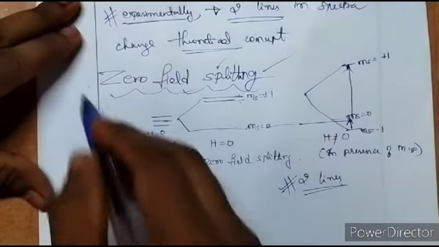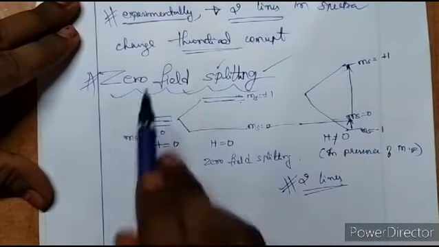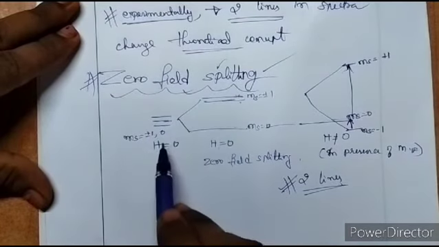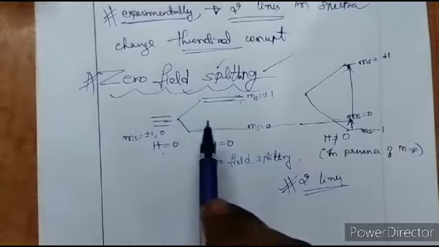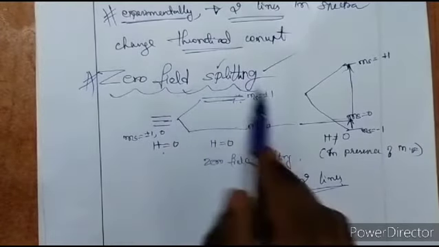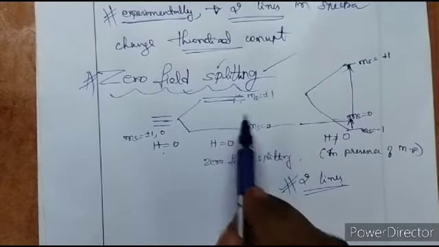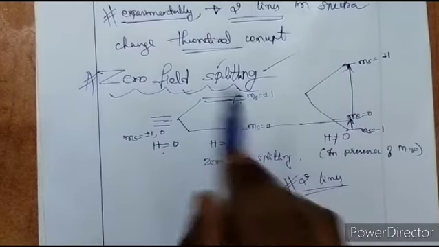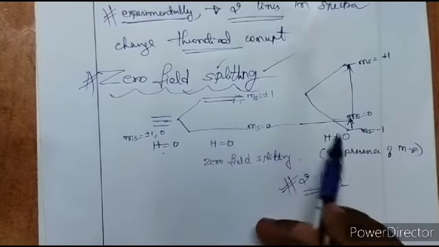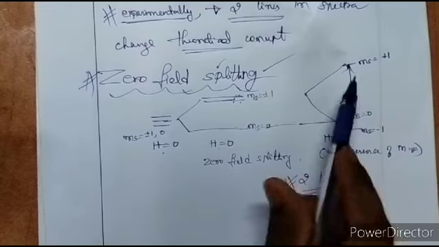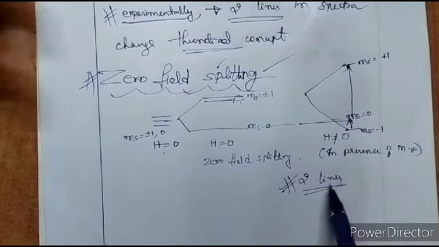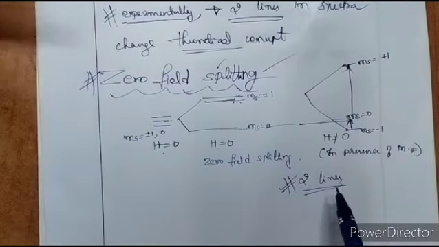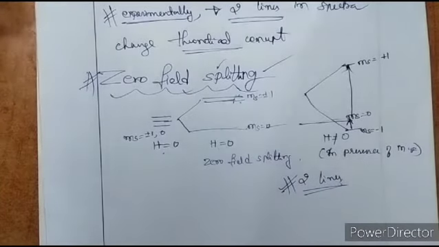To explain that, we have zero field splitting. According to zero field splitting, there will be a splitting of the ms level in the absence of magnetic field. This is called zero field splitting. Now if you apply magnetic field to this particular system, it will split like this. We can see the two transitions of two different energies, and hence two transitions or two lines or two signals can be observed in the ESR spectra.